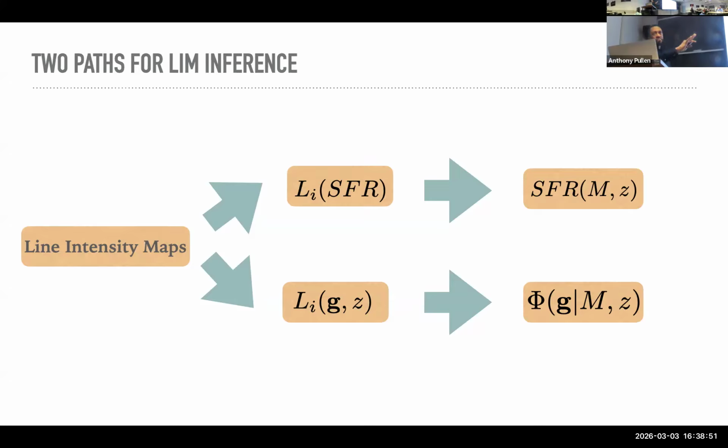So that's one path. Another path is to say, well, actually, I have this model here that predicts the luminosities, not just in terms of the star formation rate, but in terms of many other galaxy properties. Then in that case, you may want to use this information to sample over multiple masses in order to actually characterize this galaxy property distribution as a function of mass and redshift. So these are the two pathways you can follow for line intensity mapping inference.